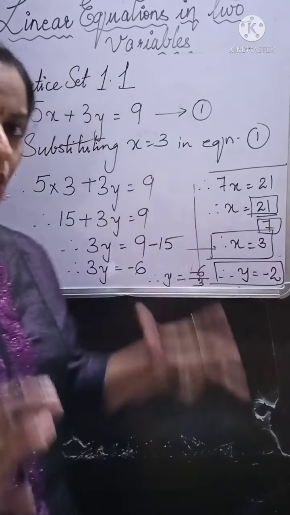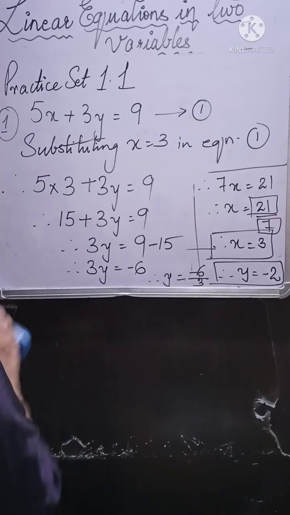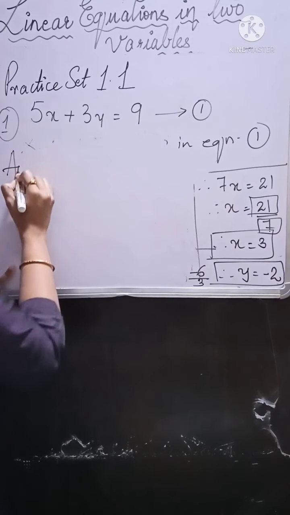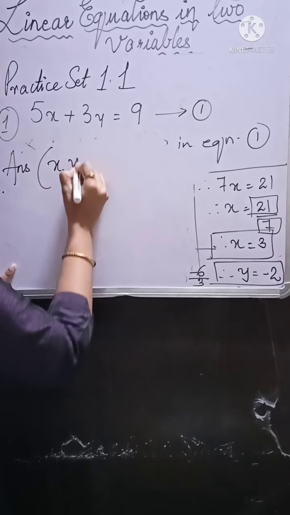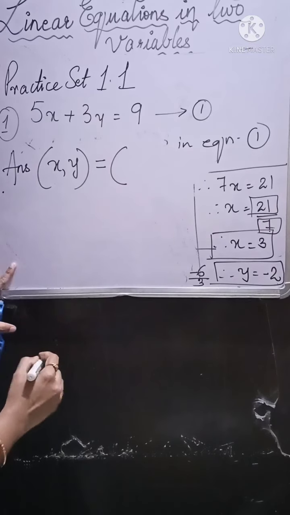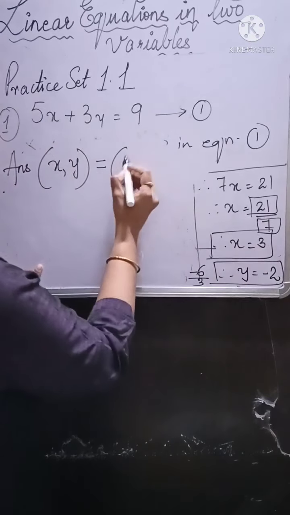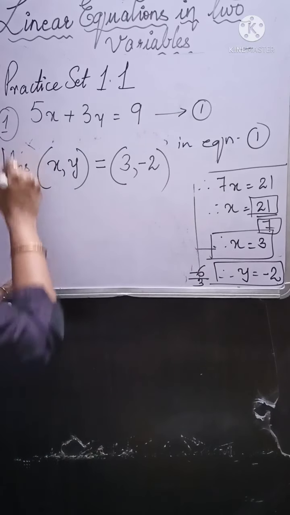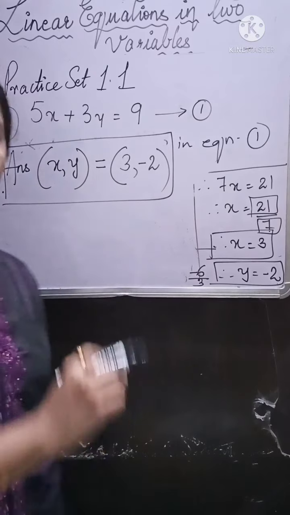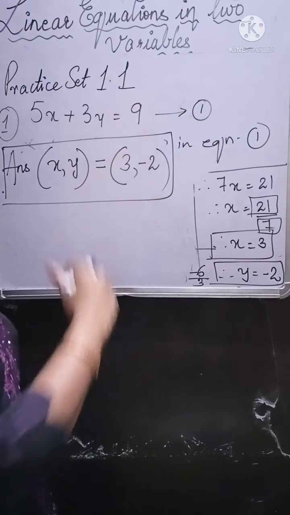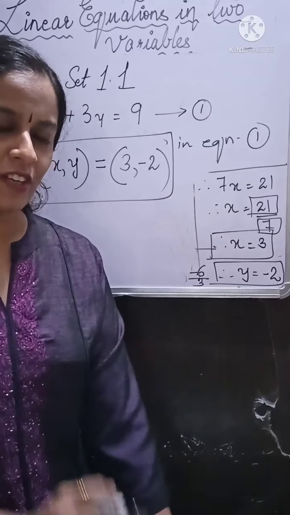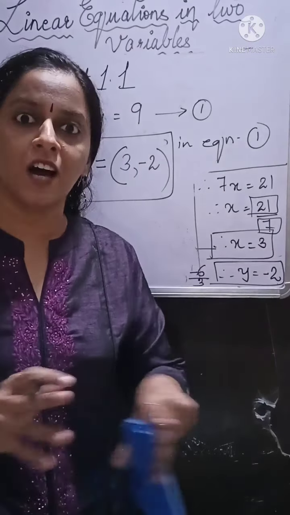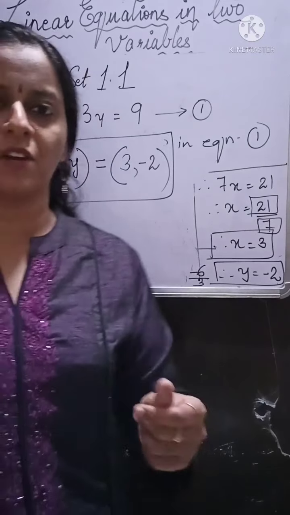Got the solution? Now how to present your answer? Finally, you will write the answer this way. x comma y is equal to, what is x that you have to write first? x is 3 and y you got minus 2. Put it in a box. So this is the solution of two simultaneous equations. Understood how you have to solve it? With a few more examples we will be thorough with solving simultaneous equations.